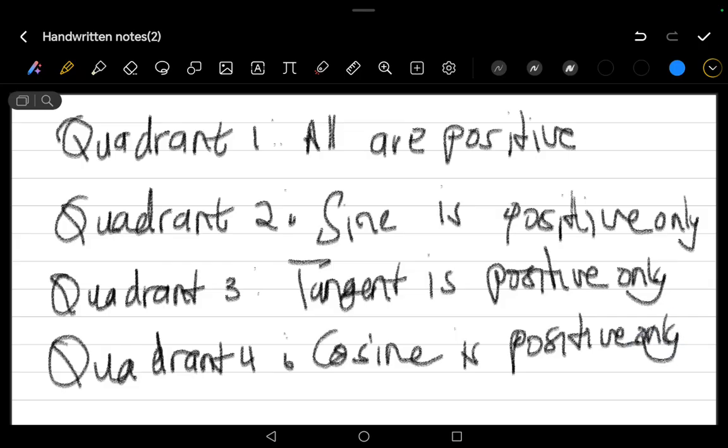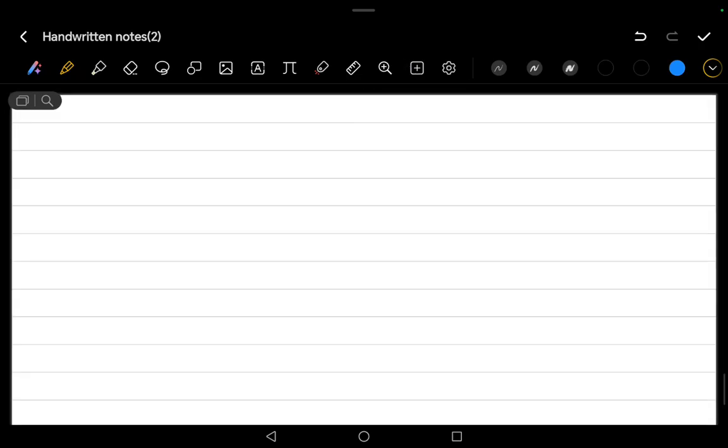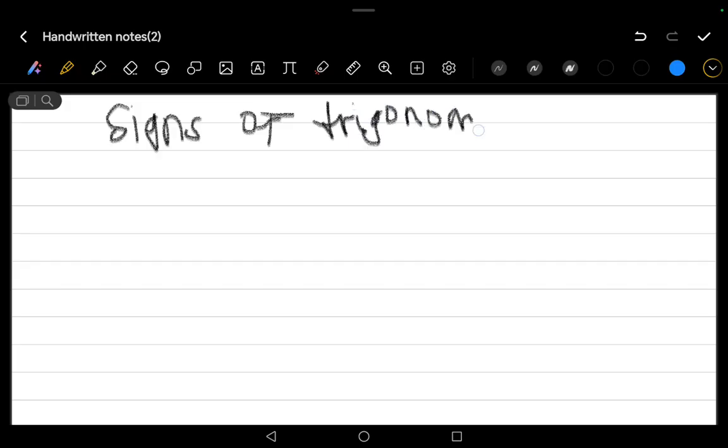Okay, and then you also have to know the signs of trigonometric ratio. The signs of trigonometric ratio. So I'm going to make a table here and show you the signs. Okay, sine, cos, tan, of trigonometric ratio.